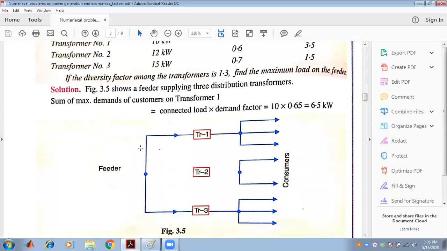There is a feeder given, and this is the entire diagram. Transformers 1, 2 and 3 are connected to the consumers. So let us start the solution of the particular problem.